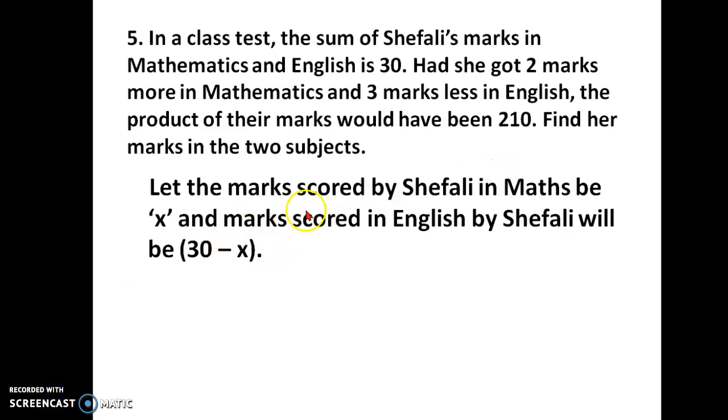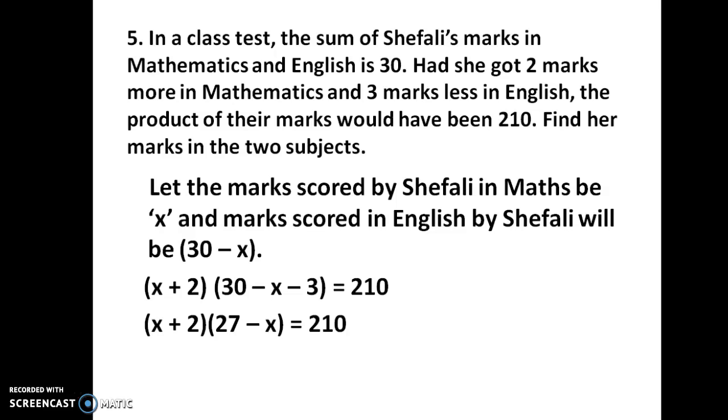So let her maths mark be x, and the English mark will be 30 minus x. Why? Because the sum of maths and English marks is 30. That's why we should write it in terms of x. So 30 minus x we are writing as the English mark. Then, from the data they have given, the maths mark plus 2, and the English mark minus 3. If it is multiplied, you get 210. It is given in the question. This is the data with which we got the equation.